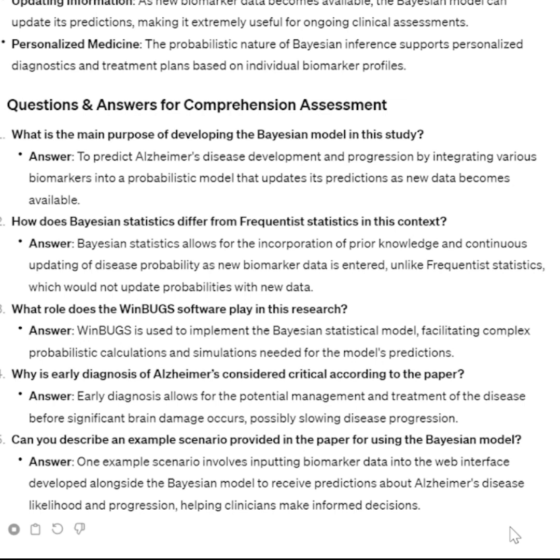2. How does Bayesian statistics differ from frequentist statistics in this context? Answer: Bayesian statistics allows for the incorporation of prior knowledge and continuous updating of disease probability as new biomarker data is entered, unlike frequentist statistics, which would not update probabilities with new data.